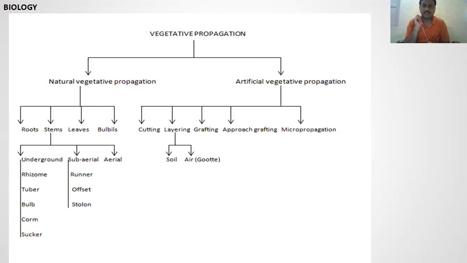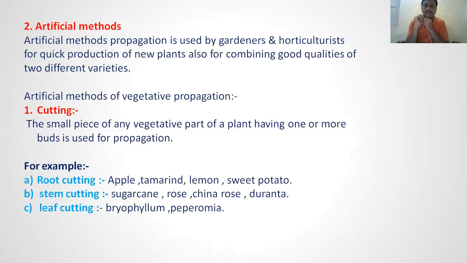In this lecture we will see the artificial vegetative propagation, or artificial methods, like cutting, layering, grafting, and approach grafting, which is part of grafting, and micropropagation, the tissue culture techniques. These are also known as artificial vegetative propagation. Then next, the artificial methods.